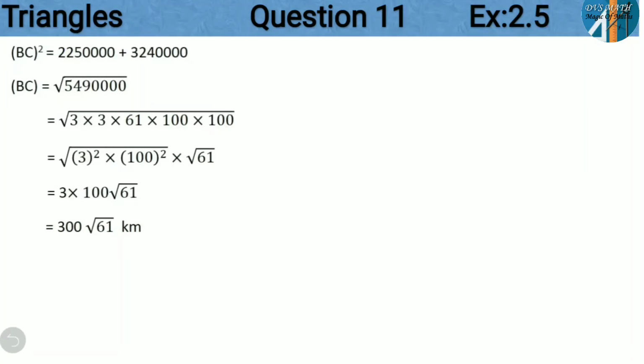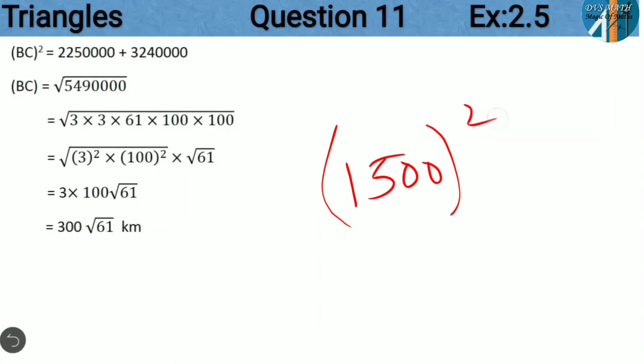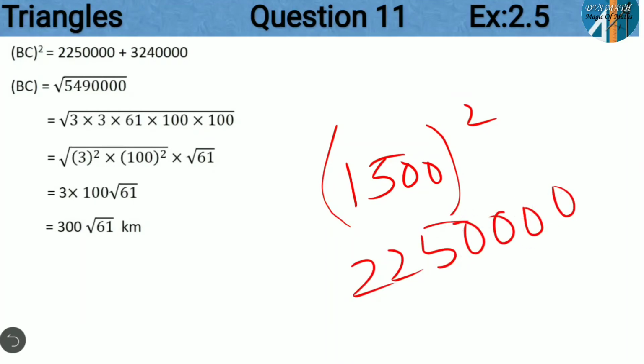So BC square, we will get 1500 square, right? So 1500 square. What is 15 square? You know that it is 225. Okay, 2 zeros becomes 4 zeros. It is very simple. Just find the square of 15, that is 225. So if you square 2 zeros, it becomes 4 zeros. Write it as it is.